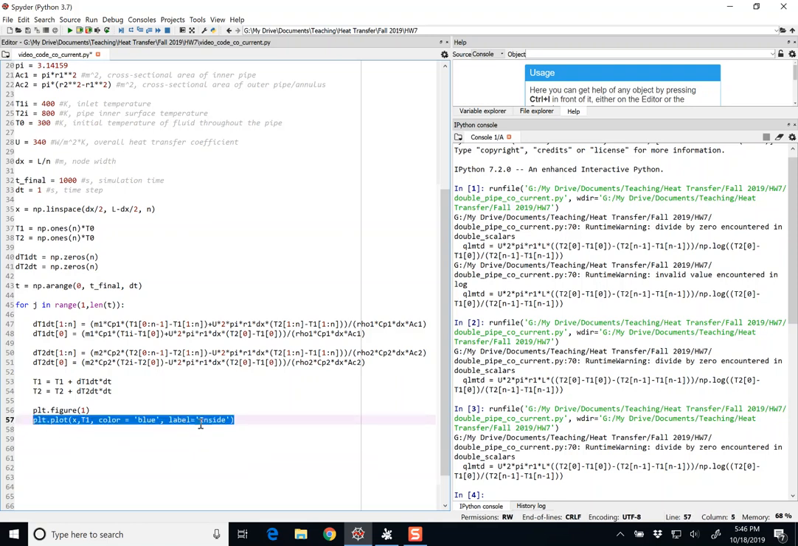On that same plot, let's plot our outer fluid, or the hot fluid temperature. So that's going to be T2, and let's make it red in color. And let's label it the outside fluid, or the outer fluid. I'm sure there's a better way of naming these. Okay, I'm going to define our axes.